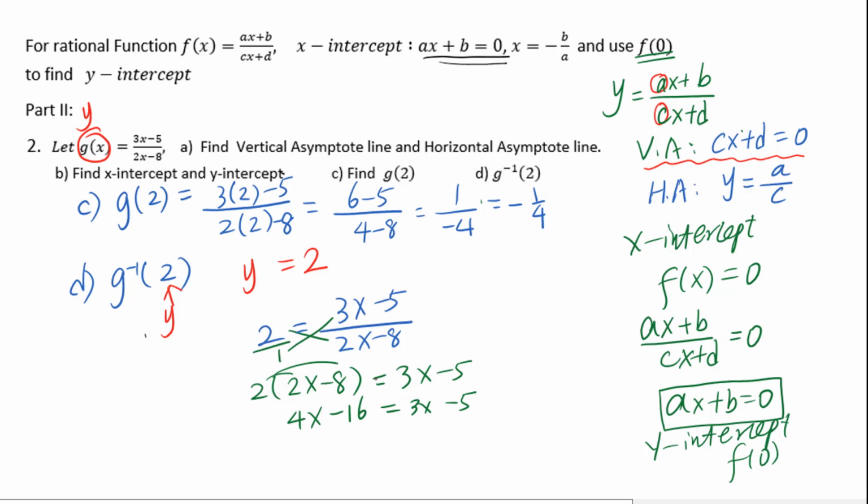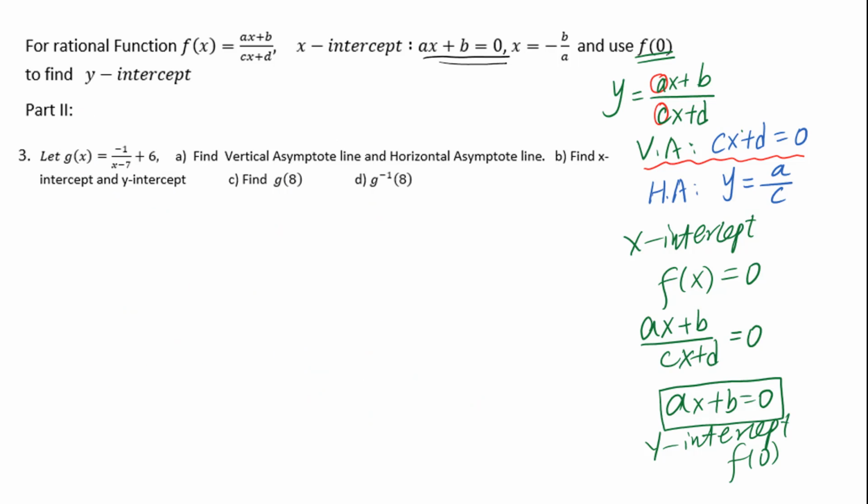Isolate the variable on one side. So minus 3 on both sides and add 16 on both sides. You will get x equals positive 16 minus 5, which is 11. Conclusion, inverse of g of 2 equals 11. Let's go to number 3.